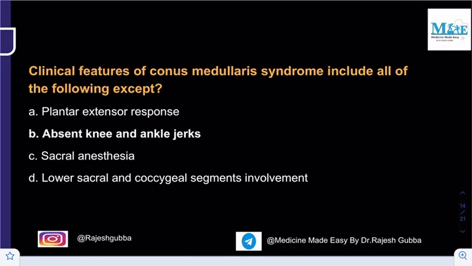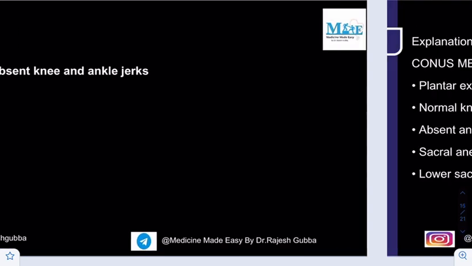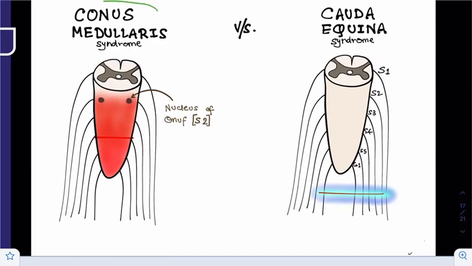The next question is also related to the spinal cord. Clinical features of conus medullaris syndrome include all of the following except: plantar extensor response, absent knee and ankle jerk, sacral anesthesia, lower sacral and coccygeal segment involvement. So what exactly is the conus medullaris and what is the cauda equina? Let me show you the differences between these two. So this is the conus medullaris. It is the lower condensed portion of the spinal cord. Mainly, it constitutes the sacral part of the spinal cord.